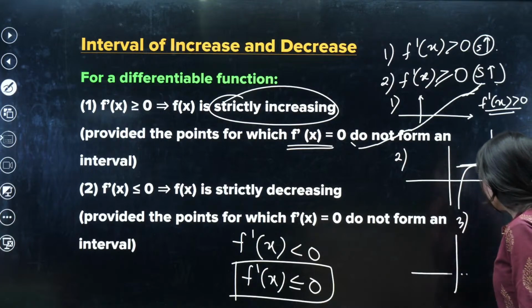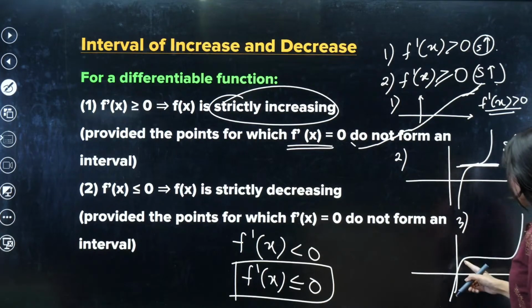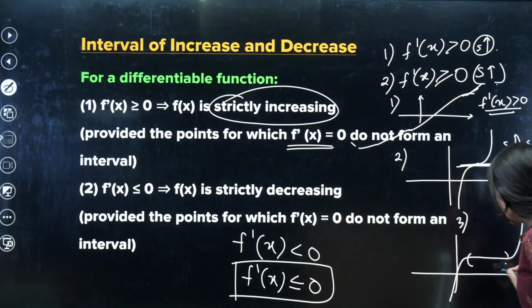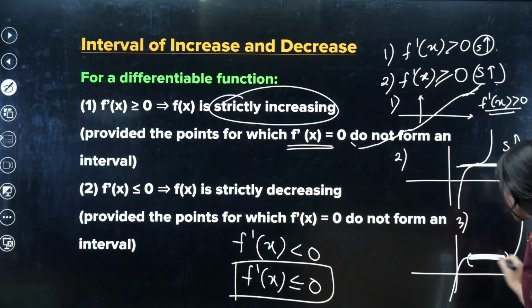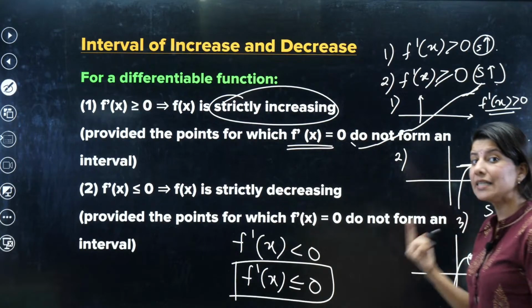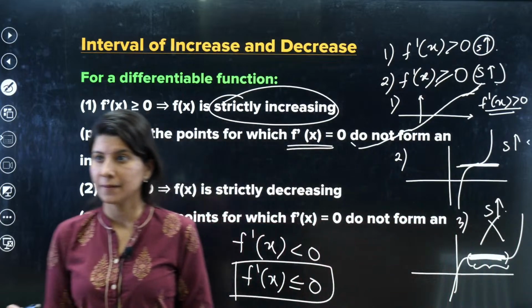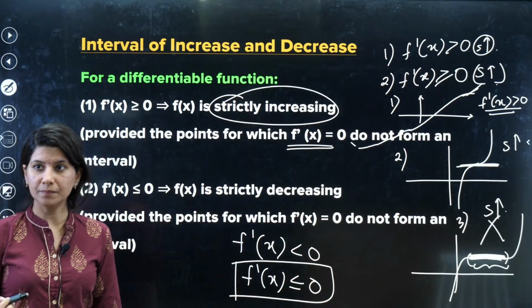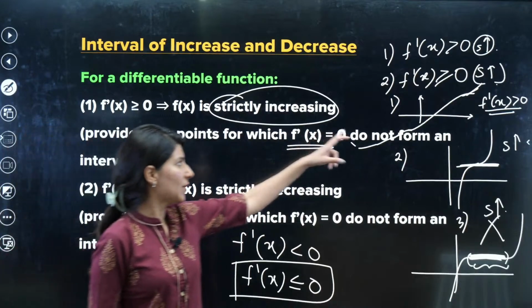Now the third graph, is this a strictly increasing graph? No, because my f dash x becomes 0, it is becoming horizontal over an interval. So this is not strictly increasing, but rather it is an increasing function. Got it? The difference between 1, 2 and 3.